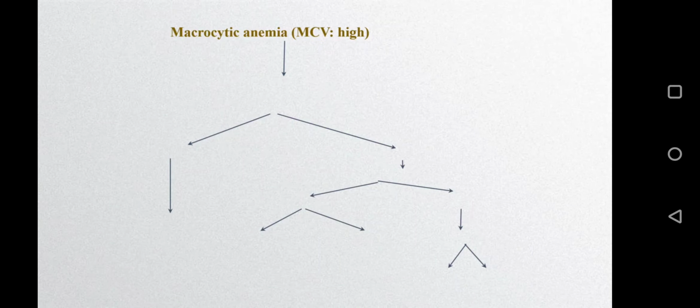Macrocytic anemia. The retic is normal or lower. The bone marrow is required to check whether it is MDS or deficiency of vitamin B12 and folic acid.